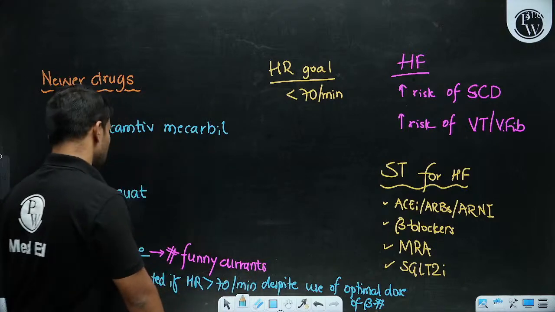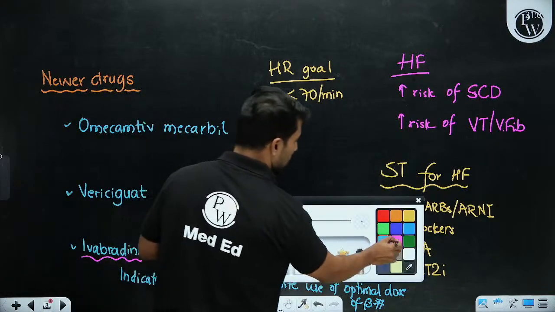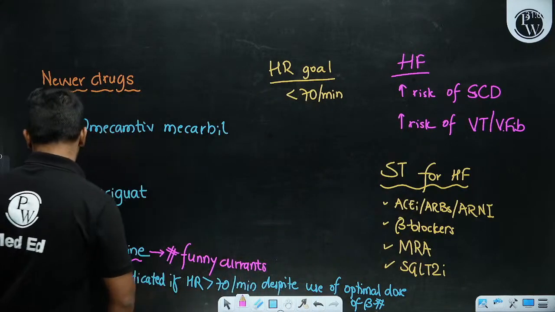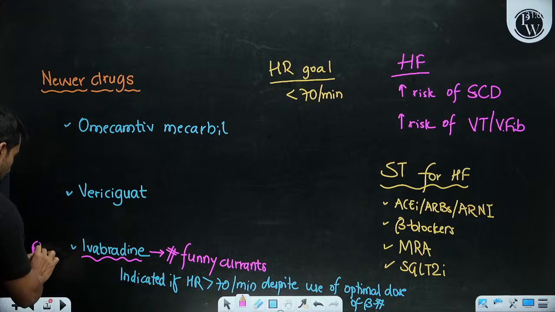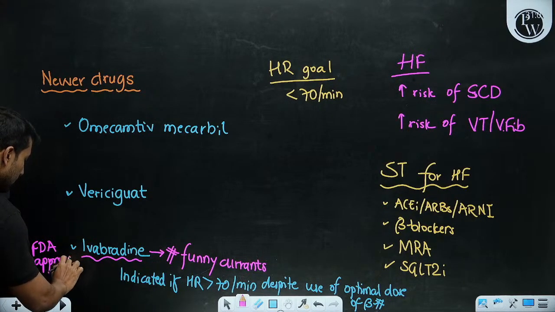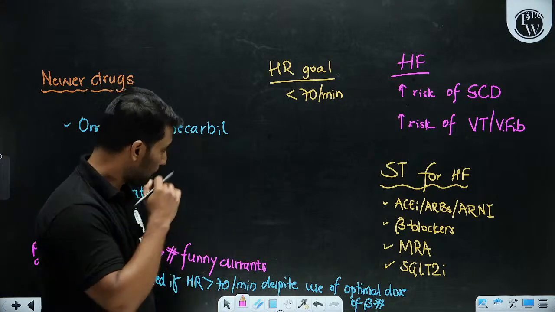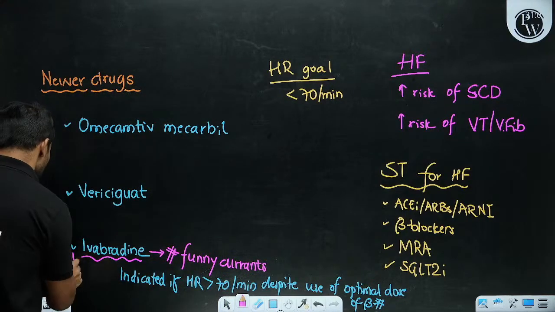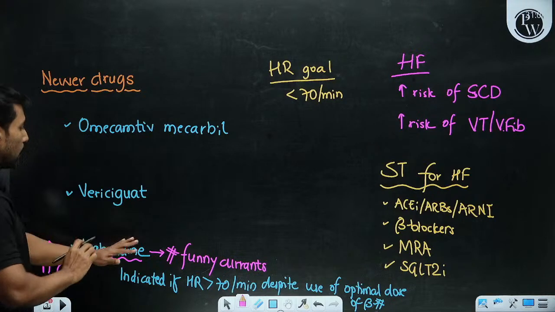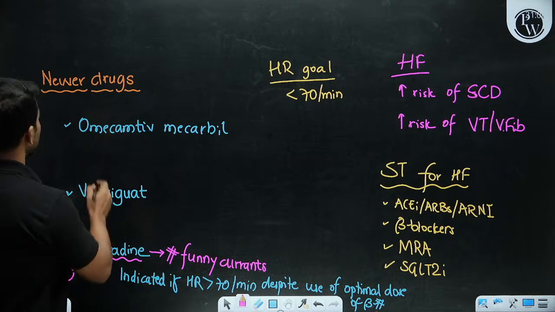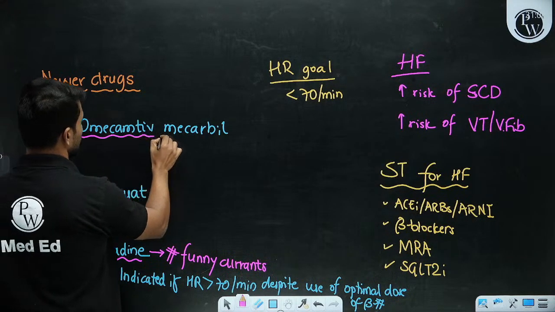Now, is this drug approved by the US FDA? Yes, this drug has been approved by the US FDA. So this has the FDA approval for this indication, right? Heart failure में standard treatment start करो, उसके बावजूद अगर heart rate 70 के ऊपर ही रहता है, for further lowering of the heart rate, you can use Ivabradine.